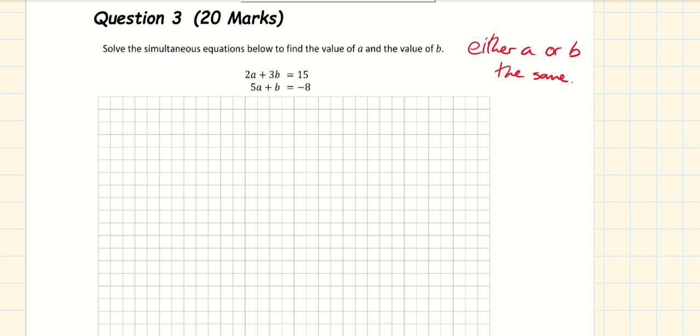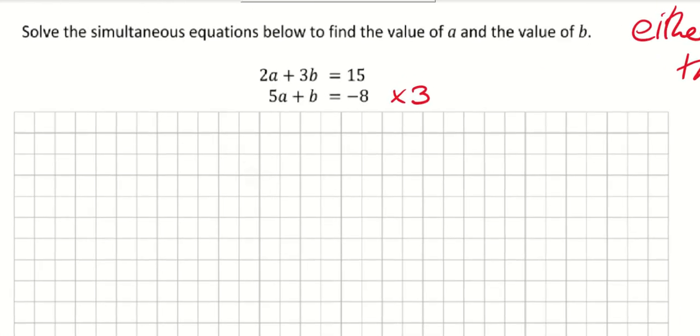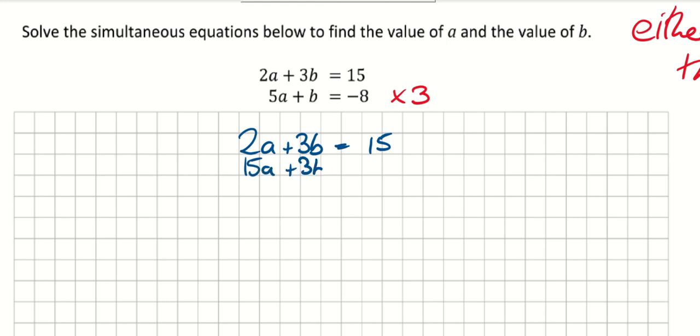If I was getting the A's the same, I'd have to multiply the top by 5 and the bottom by 2. But let's not do that. Let's just multiply the bottom by 3. Okay, so keep the top the same. I'm just going to zoom in on this so it's easier to see. So we've got 2A plus 3B equals 15. That's fine. We're going to multiply the bottom by 3. So we're going to have 15A plus 3B equals minus 24.